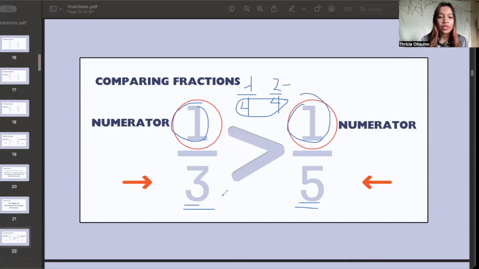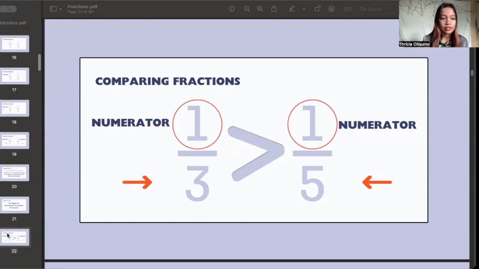So in these fractions, which one is bigger? Is it 5 or 3? If you answered 5, you are correct. 5 is bigger than 3. But when we are talking about fractions with like numerators, the bigger number is the smaller fraction. So 1/3 is greater than 1/5. Are you with me? Did you understand? Okay, good job. We're going to proceed to the next.